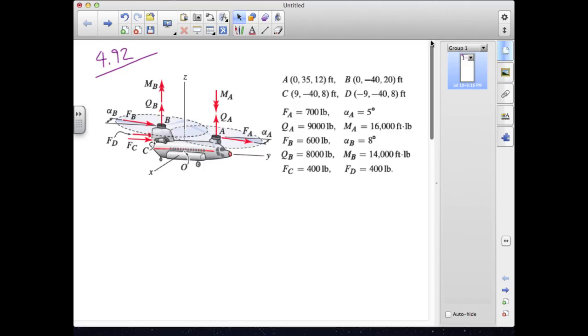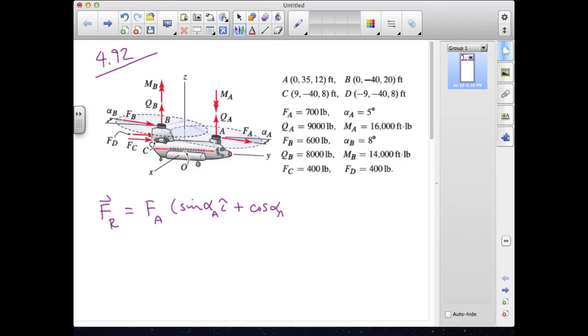With all that as background, let's now attend to the business of finding the equivalent force system at O. First, we have a resultant force, which we can write as force magnitude A on the unit vector that points in the direction of A, and since the problem statement tells us that FA and FB lie parallel to the XY plane, we know that the unit vector that describes the orientation of FA can be written in this case as sine alpha A in the I direction plus cosine alpha A in J.